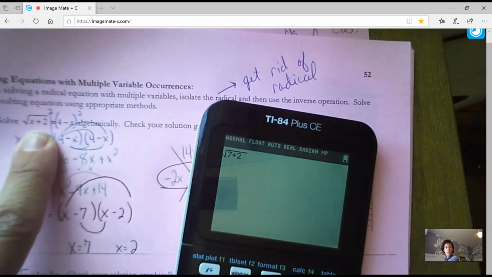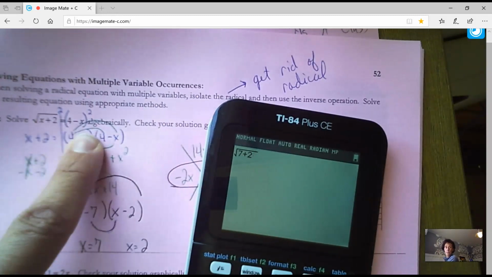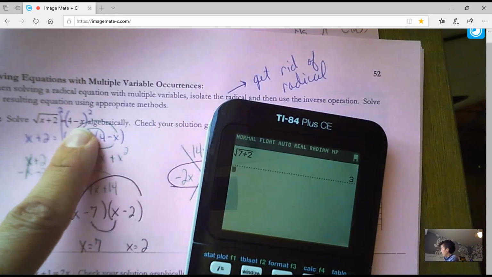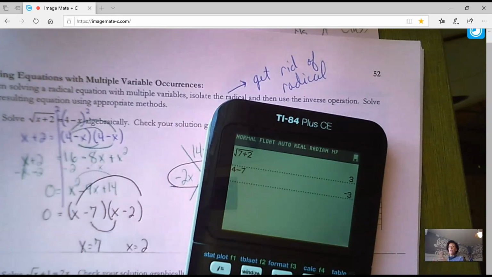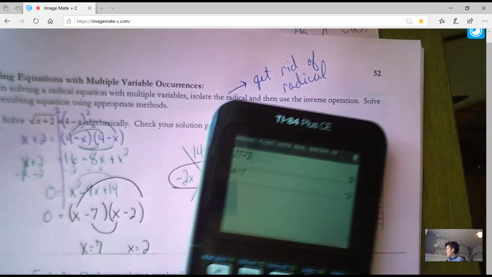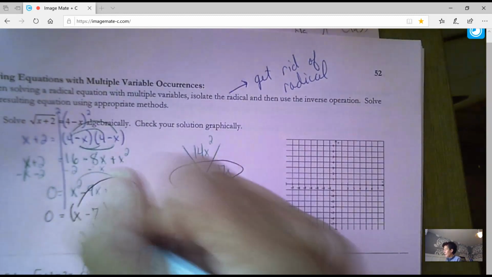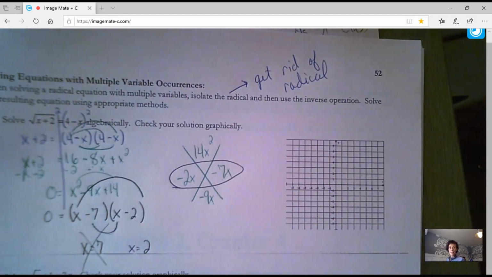So putting this problem in, starting at the left side, I'm going to put 7 in, and you could probably do this in your head just as fast. So 7 plus 2, the square root of that, well, that's going to be 3. And if I put 7 into this side for take away 7, I get negative 3. So the left side's not equaling the right side. This is considered an extraneous solution, so it's really not a solution.